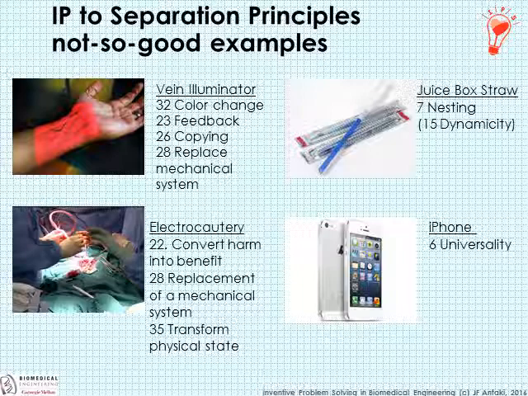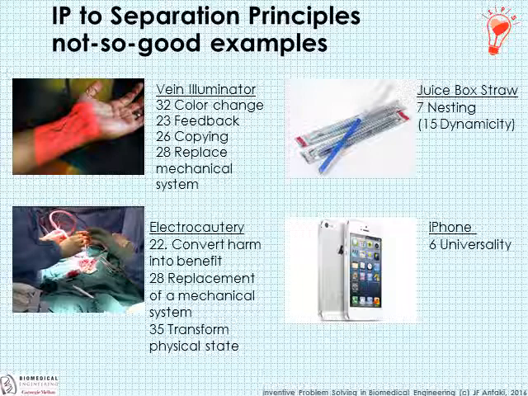It's not immediately apparent. Electric cautery, it's an obvious case of rushing through or transformation of physical state or converting harm to a benefit, but it's not clearly a physical contradiction or an application of separation of anything. The juice box straw is an example of nesting. It arguably is an example of separation in space or in time.